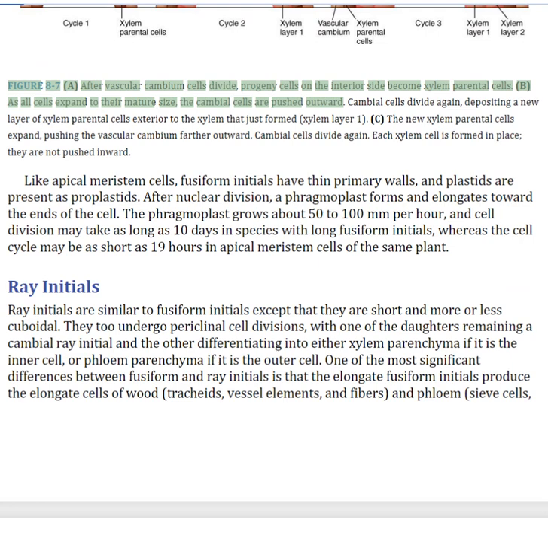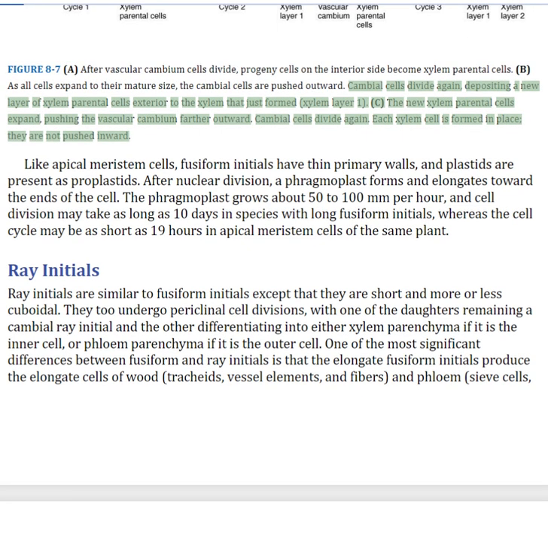Figure 8.7: after vascular cambium cells divide, progeny cells on the interior side become xylem parental cells. As all cells expand to their mature size, the cambial cells are pushed outward. Cambial cells divide again, depositing a new layer of xylem parental cells exterior to the xylem that just formed. The new xylem parental cells expand, pushing the vascular cambium farther outward. Cambial cells divide again. Each xylem cell is formed in place, they are not pushed inward.